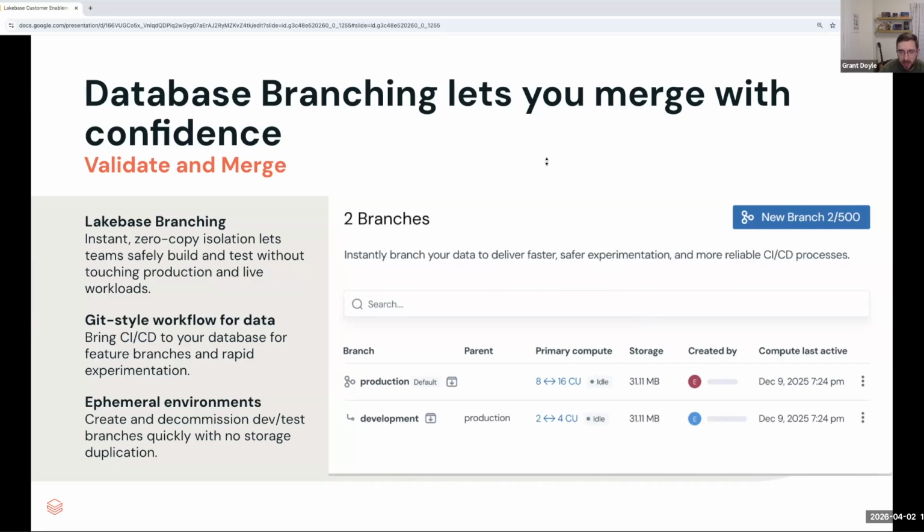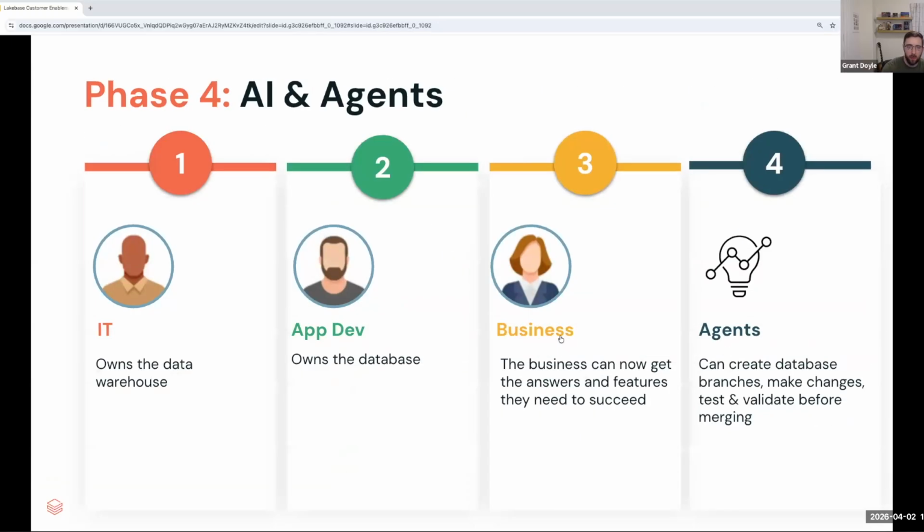We see a lot of customers building branching and testing into their CI/CD workflows to do last-minute validation before they push a change. And we also see a lot of agents that are able to take advantage of this branching methodology. Your agents can go create a branch, test changes, validate them, and present them to you, the user, and you can merge to production with confidence. And that's really what we think the next phase will be: allowing safe development of your databases with agents, making sure that they can make changes, validate, and implement with confidence.